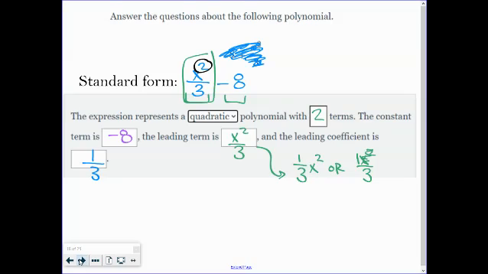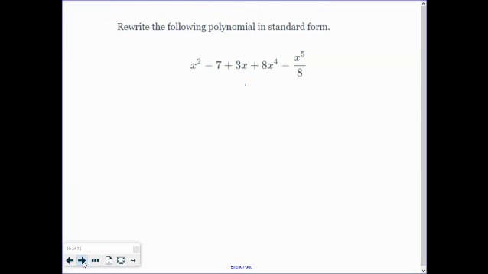Okay, so that's a couple examples of those Delta Math ones where you have to know all of the terms. Let's do one where we have to write in standard form. So we've got this big thing. Okay, first we want to find the largest exponent. I see that right here with x to the 5th over 8. That's going to be brought to the front. Negative x to the 5th over 8.